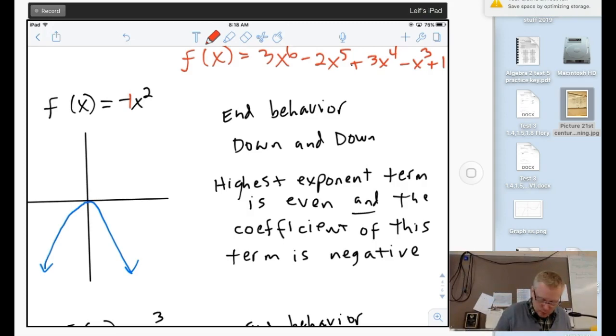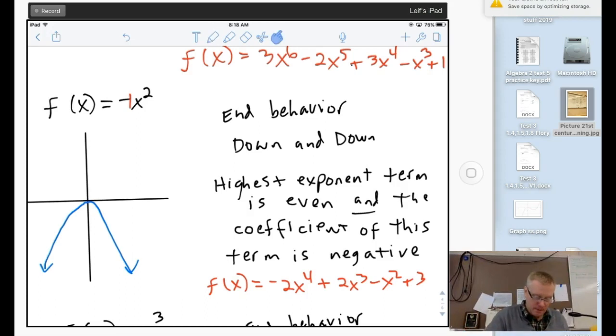So an example would be f of x equals -2x to the 4th plus 2x to the 3rd minus x squared plus 3. That's going to have the same kind of end behavior. You know, the ends will fall to the left and to the right.